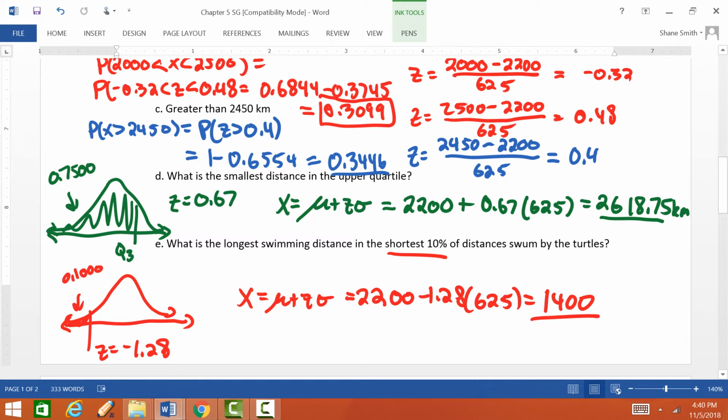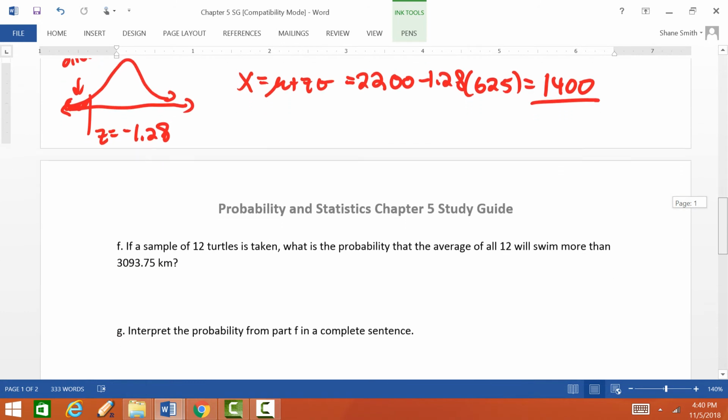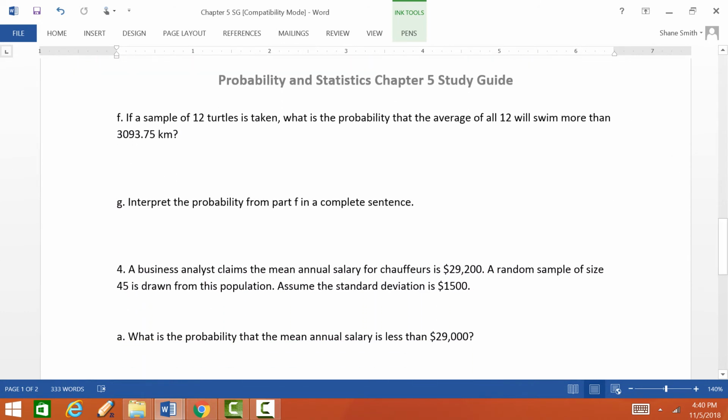Right, and that's the front page. For the back page, if a sample of 12 turtles is taken, what is the probability the average of all 12 will swim more than 3,093.75 kilometers? So we want to find the probability that the mean, so notice how this is about a sample and the probability that the average or the mean, so that is a different question than an individual turtle swimming more than this amount.